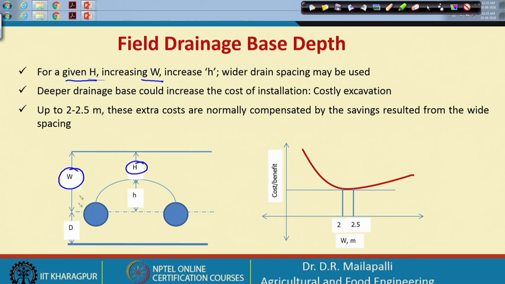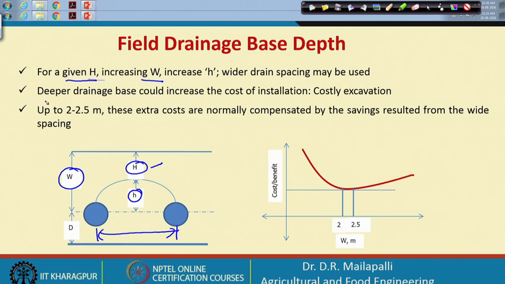if you increase the W while keeping H constant, small h is going to increase, and then you need to arrange a wider drain spacing. So the drain spacing has to be increased.